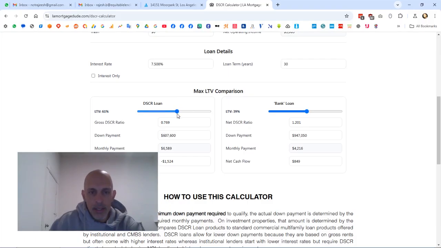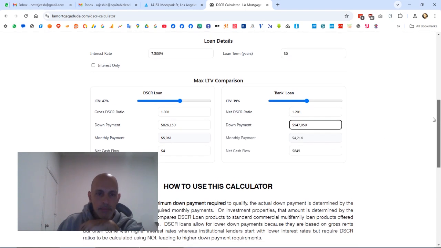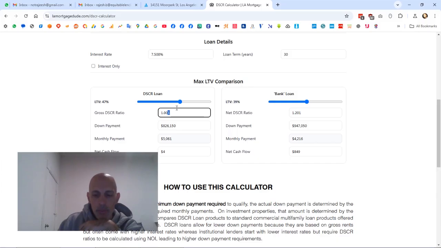But it's still a little bit hard to figure out because your best bet is actually to look at the bank loan now, because this is looking at the net DSCR ratio. So you got to put $900,000 down, which is roughly 60% down, in order to cash flow $849.